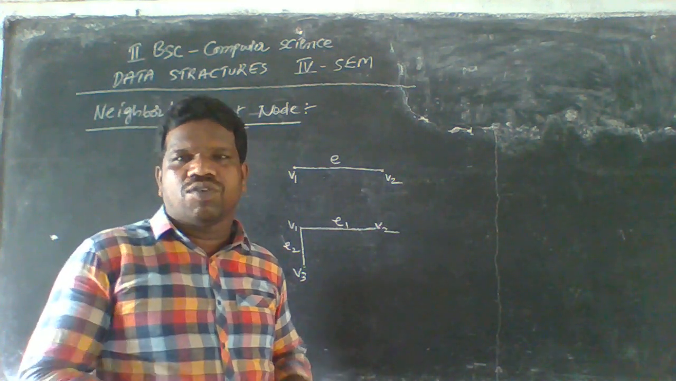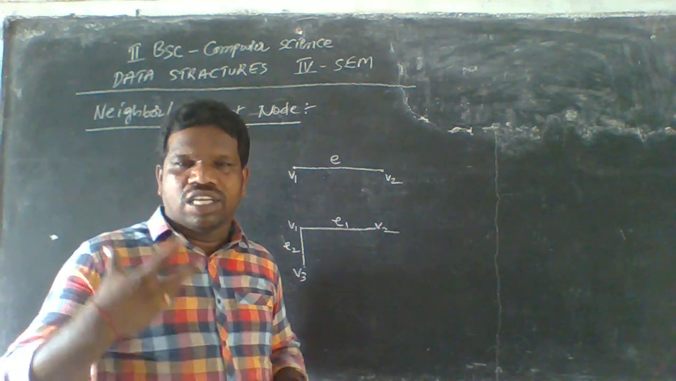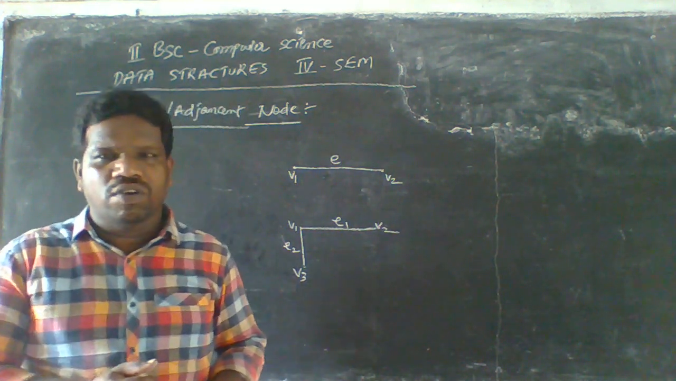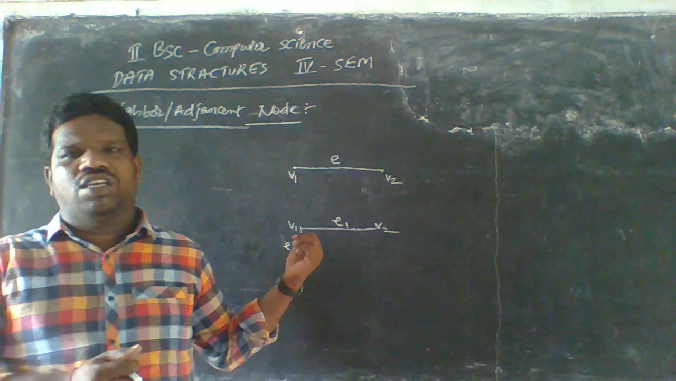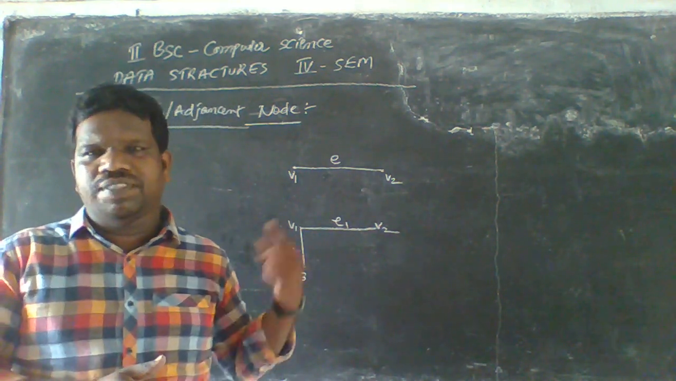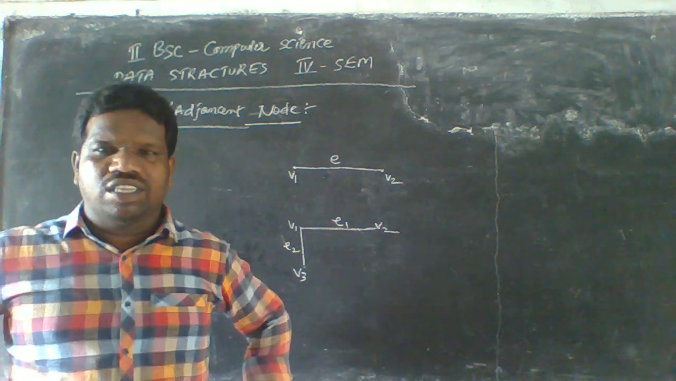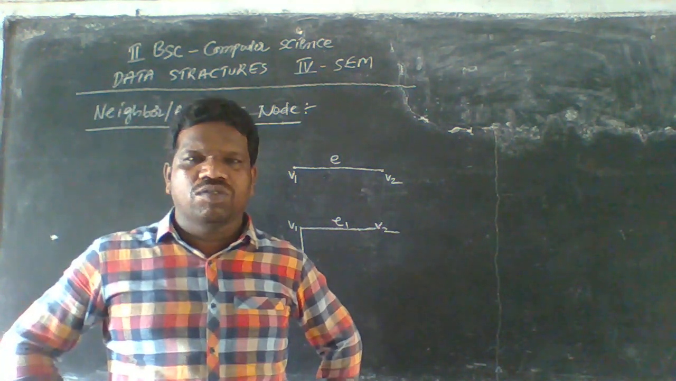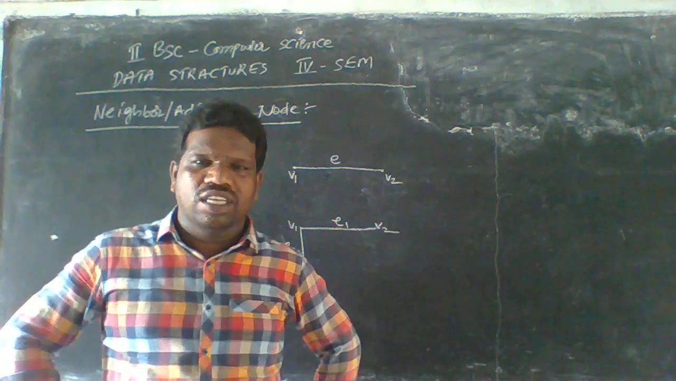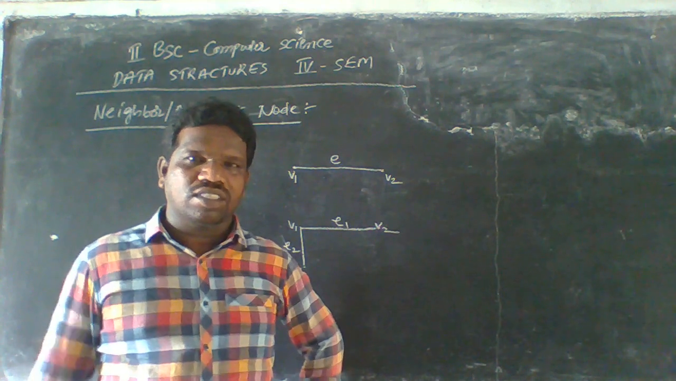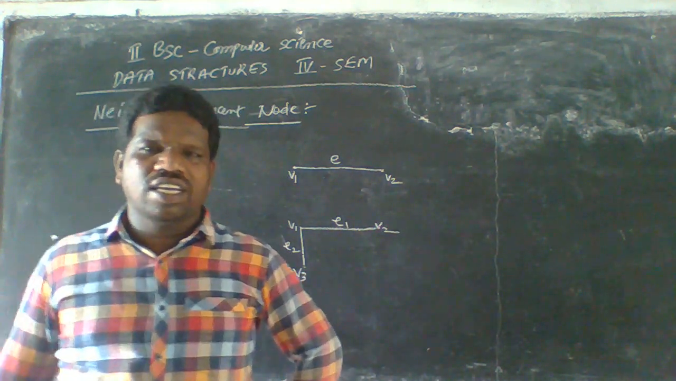If you break any edge that is formed with two nodes, we simply call them vertices, or nodes here. So that is what we simply call adjacent nodes here. Okay, adjacent nodes and neighbor nodes both belong to the same category here. So that is what we simply call neighbor nodes here.